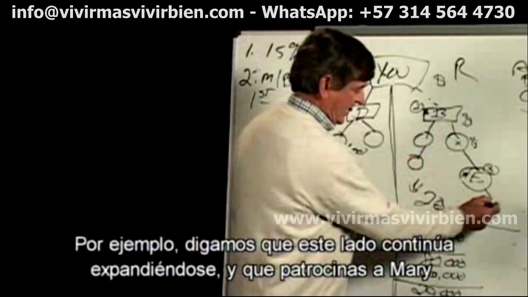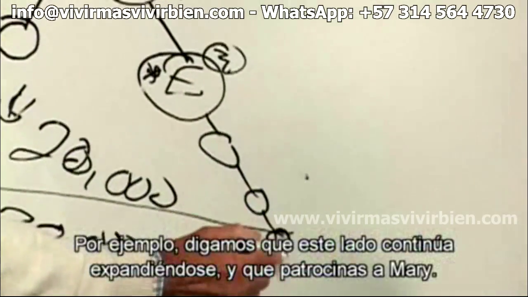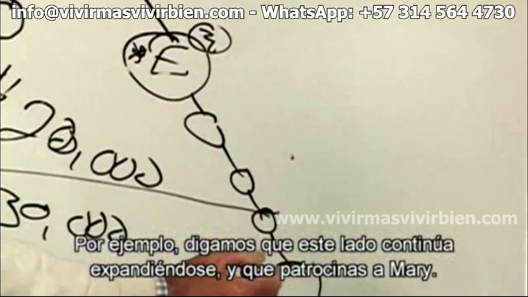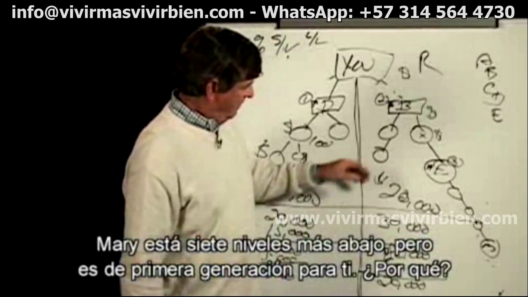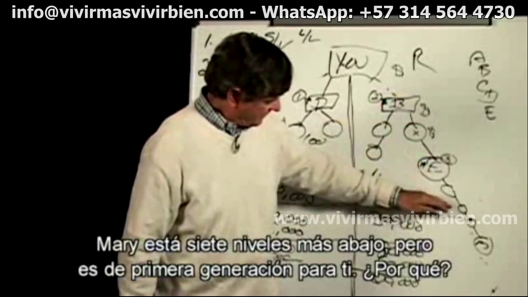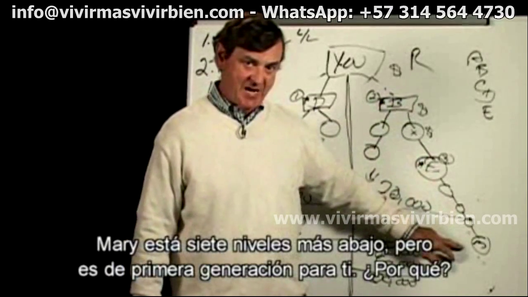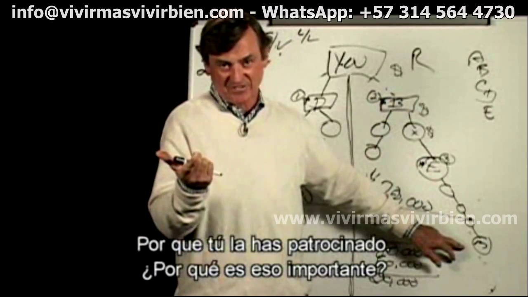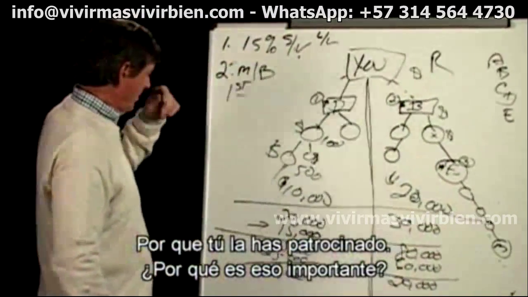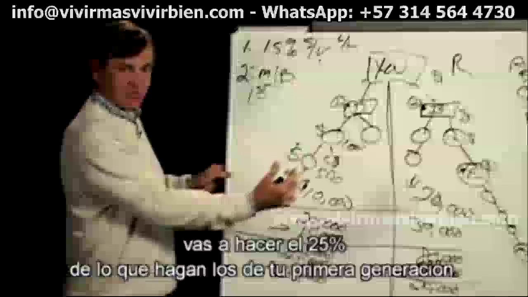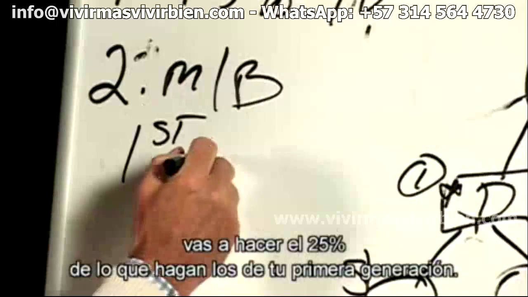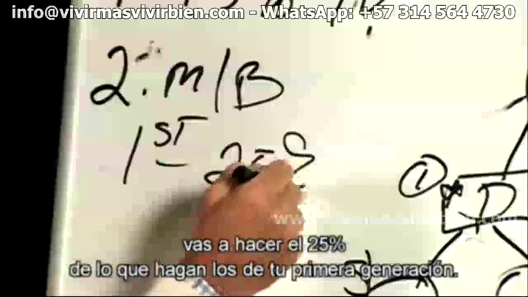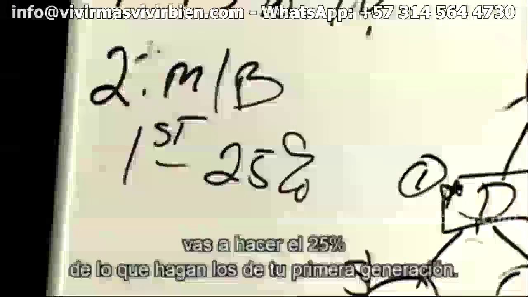For instance, let's say that this leg continues to cascade deeper and you sponsor Mary. Well, Mary is 1, 2, 3, 4, 5, 6, 7 levels down, but first generation to you, right? Because you sponsored her. Now, why is that important? Well, it's important because whatever your first generation earns, you make 25% of their earnings.